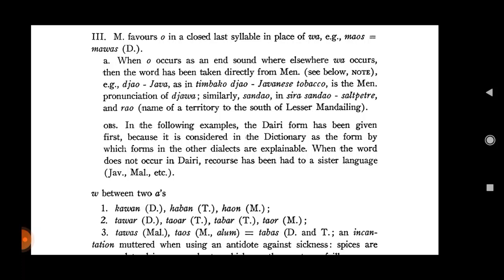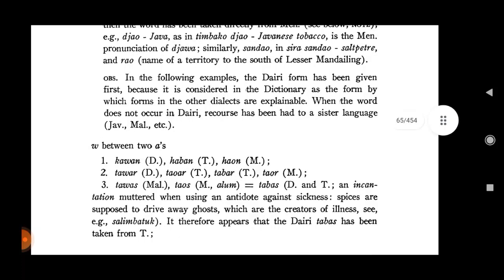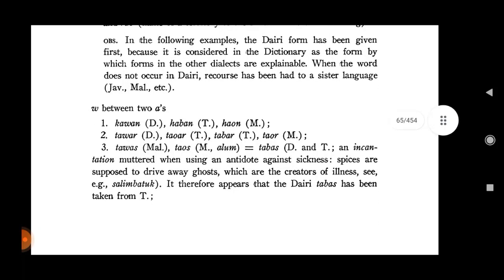Observe, in the following samples, the Dairi form has been given first because it is considered in the dictionary as the form by which forms in other dialects are explainable. When the word does not occur in Dairi, recourse has been had to a sister language, Javanese, Malay, etc.